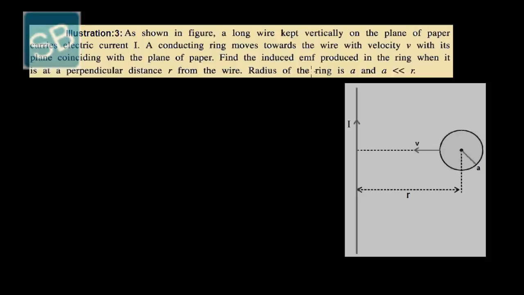Now we have to find out the induced EMF which is produced in the ring when it is at a perpendicular distance r from the wire. So this is the distance from the center. Now the radius of the ring is a and that is very less than r.